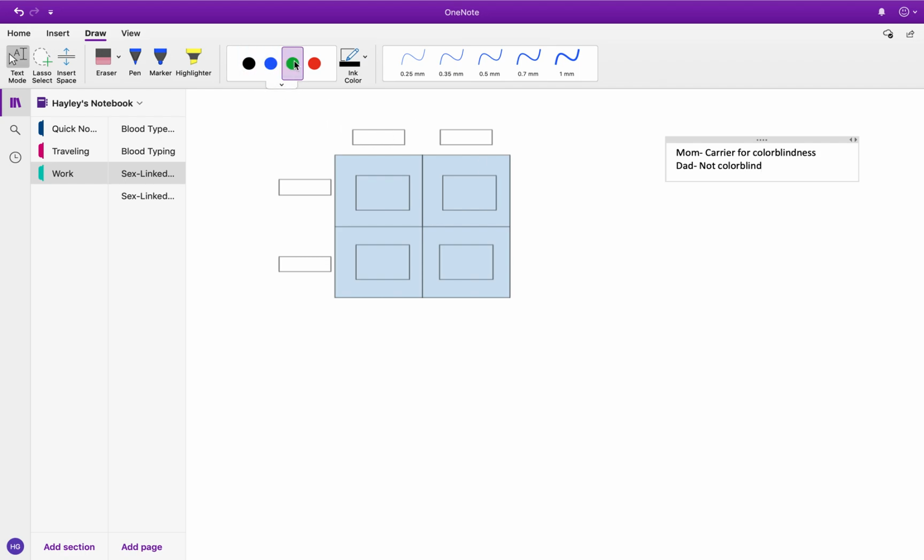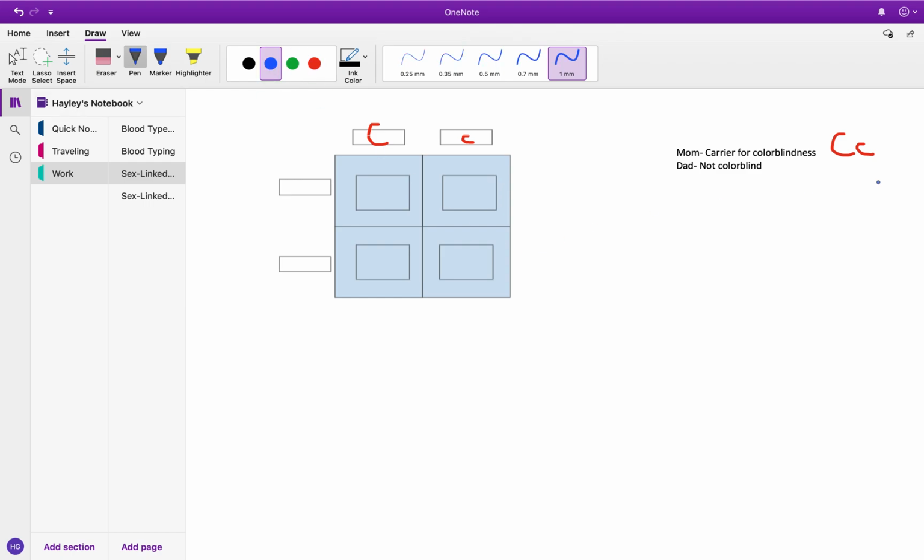Okay, here's how we're going to set this up. Remember, we're going to put mom at the top. Because she is a carrier, that's going to be big C, little c. And then dad is not colorblind, so we're going to write that a little bit differently. So let's put mom at the top first. So this is big C, little c.